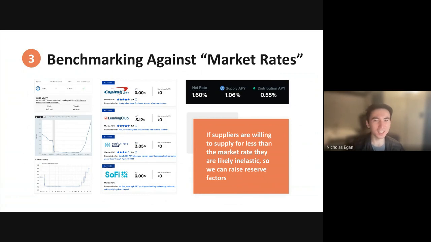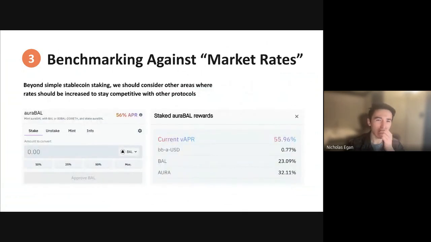Perhaps they are using these deposited stablecoins as collateral, or maybe they just don't want to move things off chain. So as a result, perhaps we can raise reserve factors in order to make the protocol more money. But it is also worth considering maybe we could instead decrease reserve factors in order to increase the supplier interest rates, which, depending on the situation, may allow the protocol to compete with this market rate. And beyond simple stablecoin staking, we should also consider areas where rates should be increased to stay competitive with other protocols.